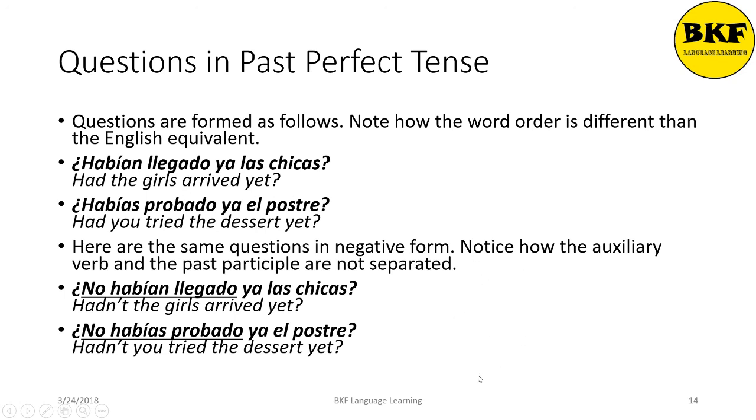Now let's see how to form negatives. If I want to say hadn't the girls arrived yet, I would say no habían llegado ya las chicas. If I want to say hadn't you tried the dessert yet, I would say no habías probado ya el postre.